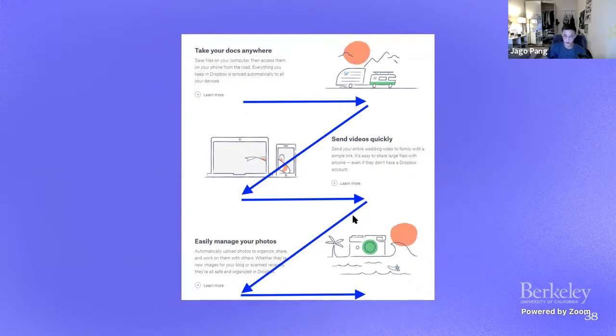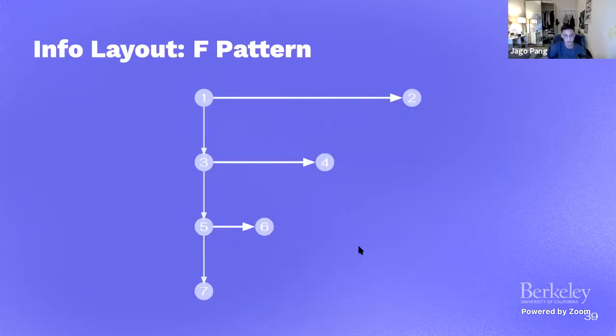This is a zigzag format. So, for example, on a website, if you have a list of text and you're trying to explain something, you can use this zigzag layout to arrange your items instead of just putting them in a list. You can also use the F pattern. This is a different way of applying the Gutenberg diagram.